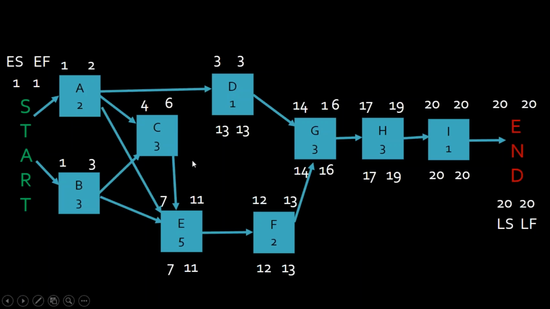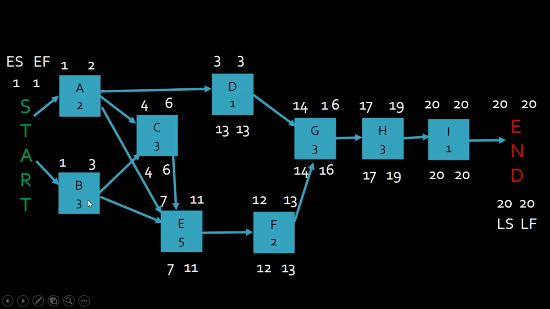Let's go back to C now, okay? C has to worry about E, right? So it cannot finish any later than day 6 because the latest E can start is day 7. There's no wiggle room on task C, none. Let's go back to task B.